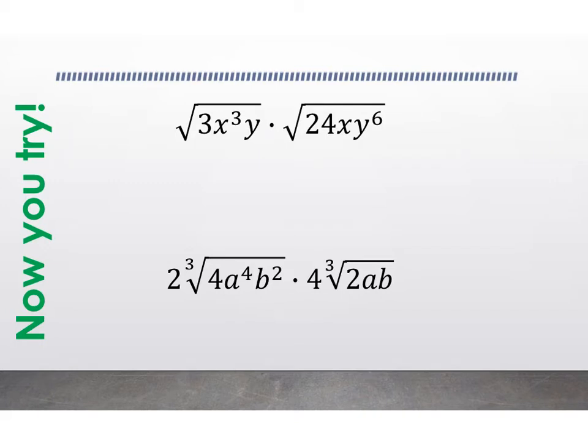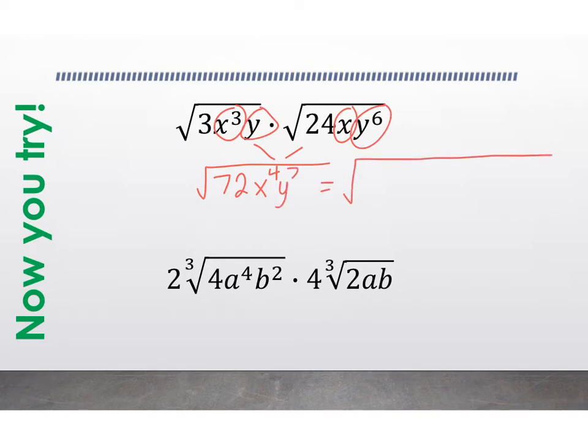So in the first case, when you're combining these as 1 square root, I believe you should end up getting 3 times 24 is 72. When I multiply the x's together, x cubed times x, that ends up being x to the 4th. And then y times y to the 6th ends up being y to the 7th. If I fully expand this and make a factor tree of 72, I believe you should have got 2 times 2 times 2 times 3 times 3. And then since there's x to the 4th, there's 4 of them, and 7 y's.